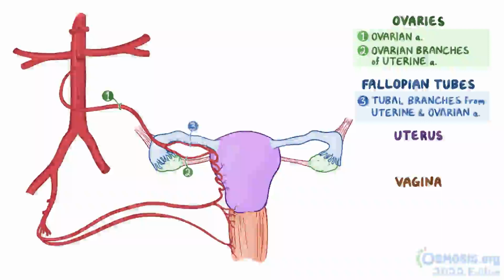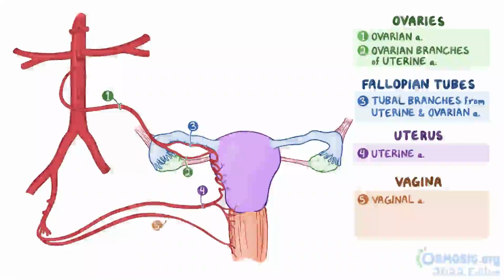Then comes the uterus, which is mainly supplied by the uterine artery, which arises as a direct branch from the anterior division of the internal iliac artery. Finally, the vagina is mainly supplied by the vaginal artery, which typically arises as a branch from the uterine artery. Additionally, small branches from the descending branch of the uterine artery provide blood to the vagina.